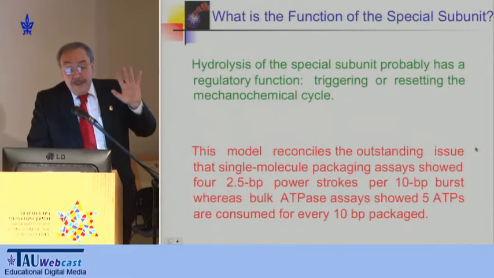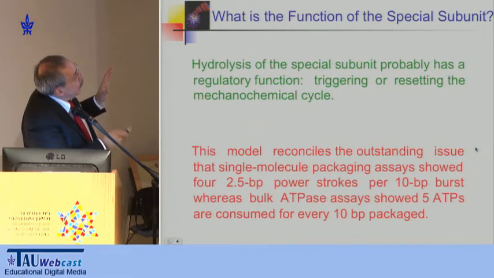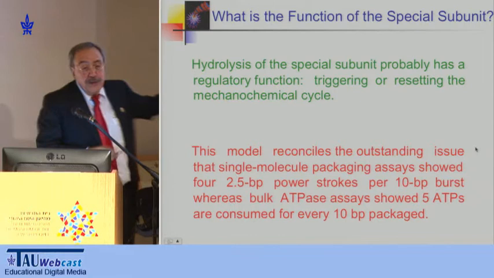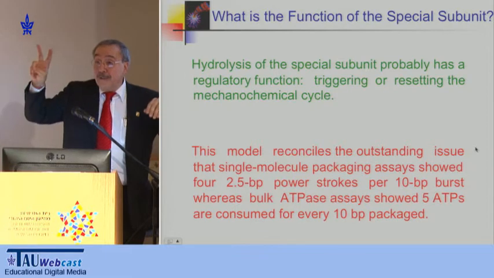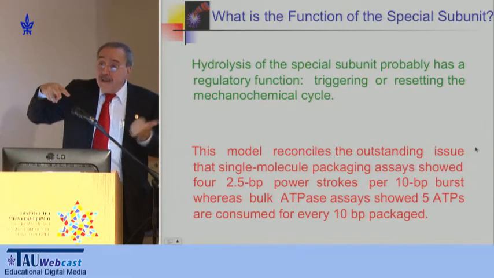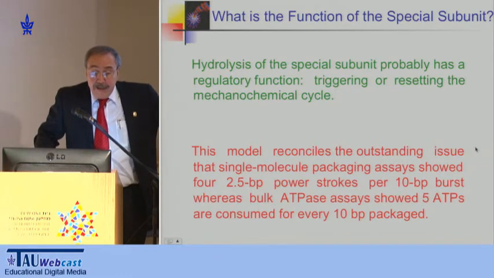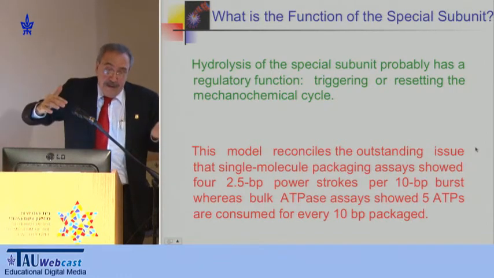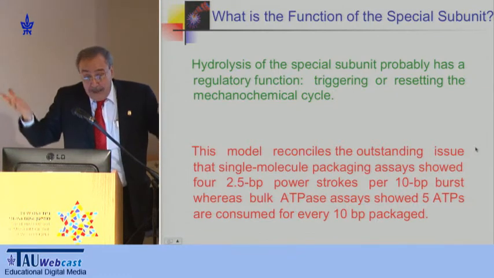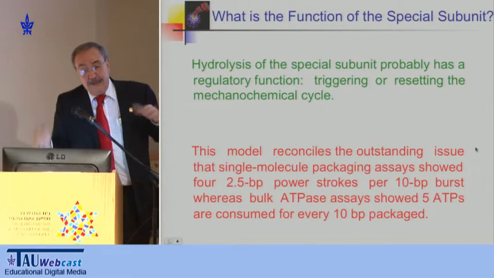So what I'm saying is that the special subunit has probably a regulatory function, which is to trigger or reset the mechanochemical cycle of the motor. And by the way, this model reconciles what had been observed in bulk, which shows that you have 2 base pairs translocated, packaged, for every ATP. Notice that if we assume that all 5 ATPases bind ATP and hydrolyze ATP, and you then end up packaging 4 steps of 2.5 base pairs, namely 10 base pairs per burst, you have on average, in bulk experiment, 2 base pairs packaged per ATP that is being hydrolyzed, right? So this would explain that.